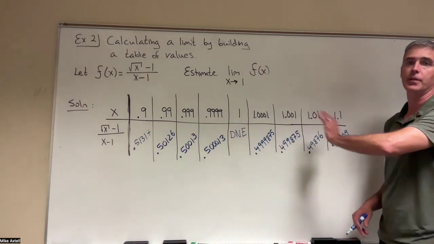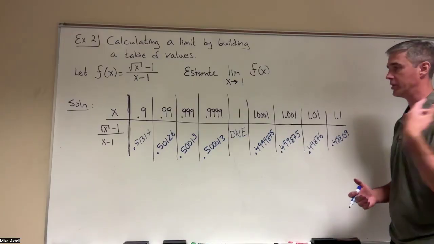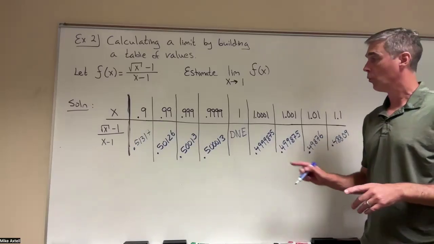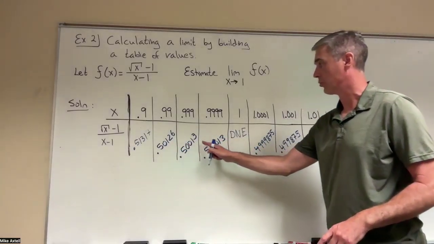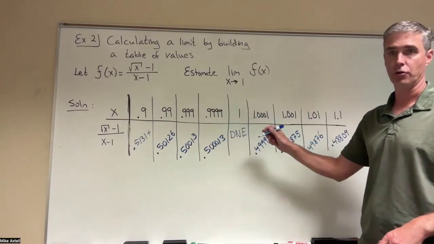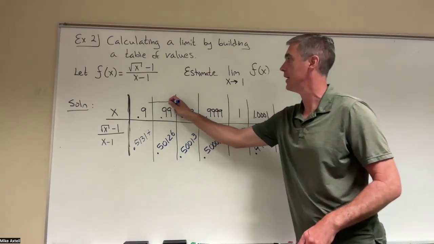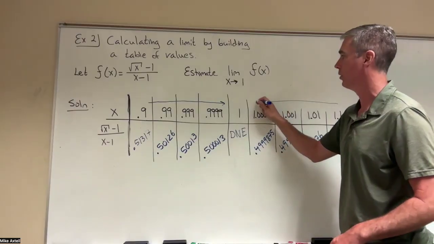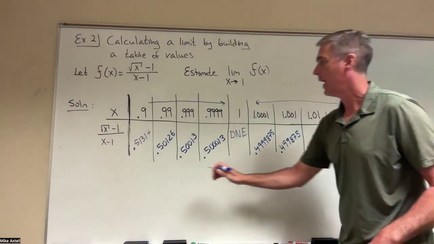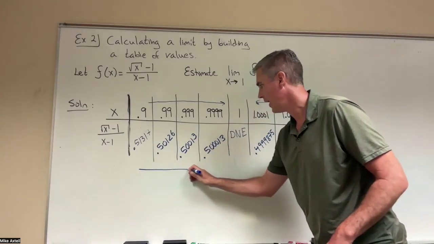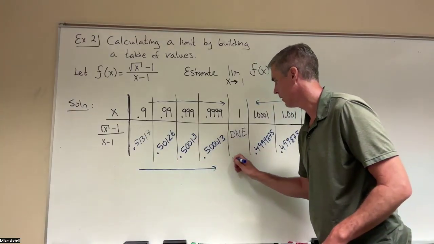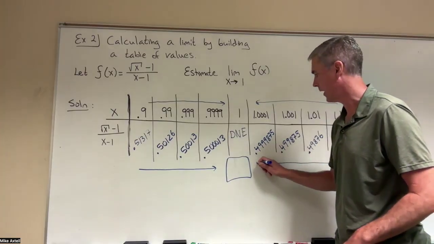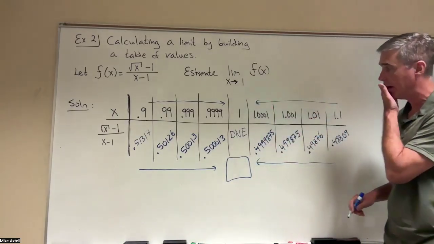So let's say you spent the time, you cranked that out, you built an Excel spreadsheet, and out we come. The limit is looking for what my y values are approaching as my x values approach 1. Here you see the x values getting closer and closer to 1, from below 1 and from above 1. So the question is, what are these y values approaching as my x values get closer and closer to 1?